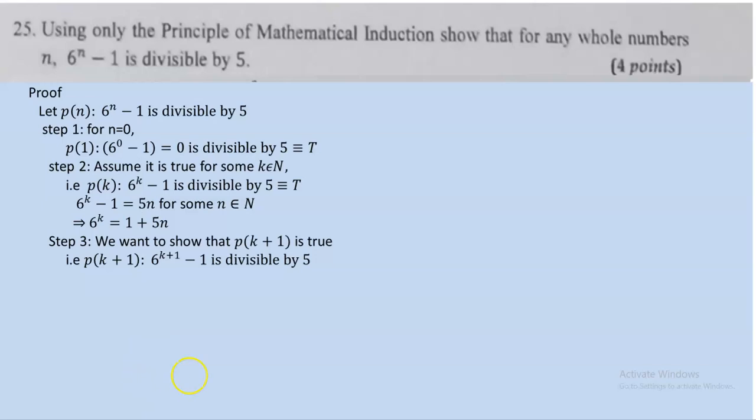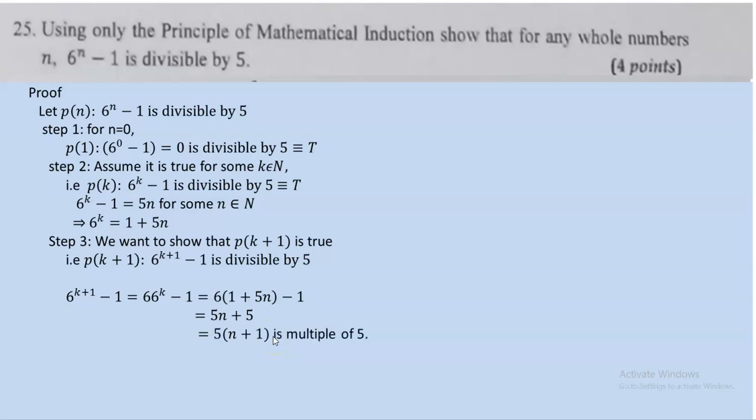So we have to create a mechanism where we can use step 2, that is this statement. We need a means of writing 6 to the power of k plus 1 minus 1 in this form. To do that, very simple, it can be done like this. 6 to the power of k plus 1 minus 1 is the same as 6 times 6 to the power of k, minus 1. I know that this 6 to the power of k is already 1 plus 5n because it's accepted in step 2. So in place of 6 to the power of k, you can have 1 plus 5n, minus 1. If you simplify this, you will obtain 5n plus 5.